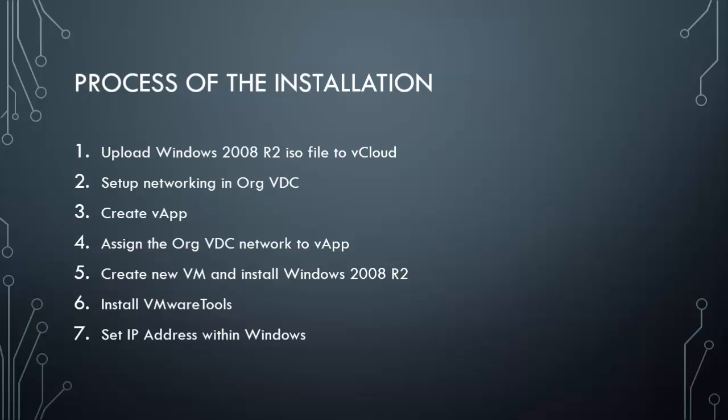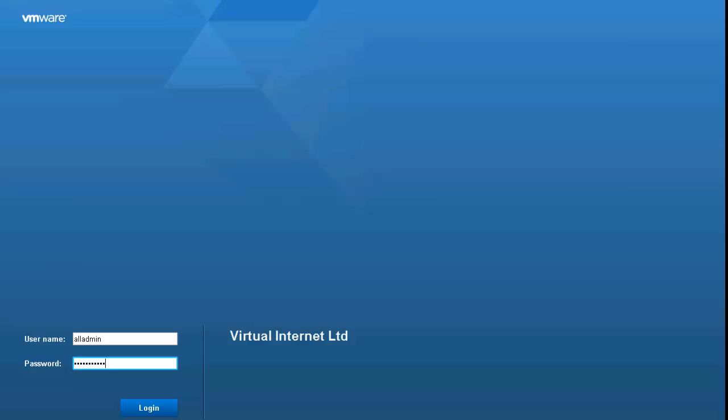Second, we'll set up the networking in the org VDC, the virtual data center. Next, we'll create the vApp. Then we'll assign the org VDC network to the vApp. And then we'll create a new VM and install Windows 2008 R2. After that, we'll install VMware Tools. And last, we'll assign the IP address to the Windows server and then test the network connectivity. Let's go ahead and get started.